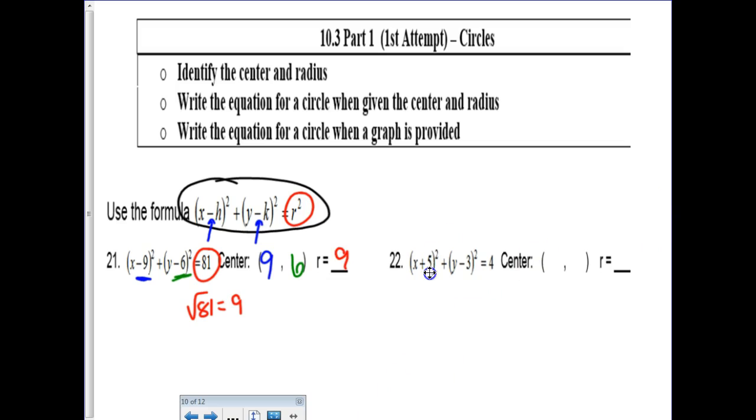So here, h is actually a negative 5, remember the built-in negative, and then k is positive 3, built-in negative again. And then the radius is the square root of 4, which is a 2. So that shouldn't be too tricky.